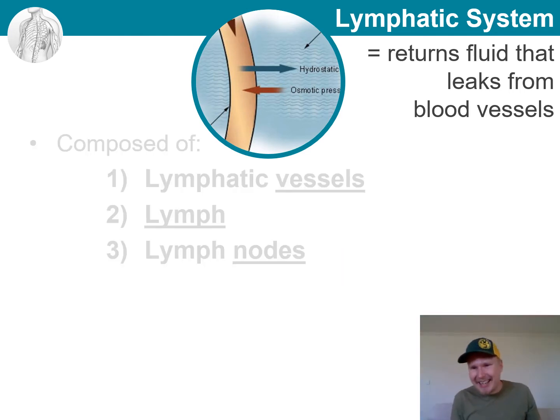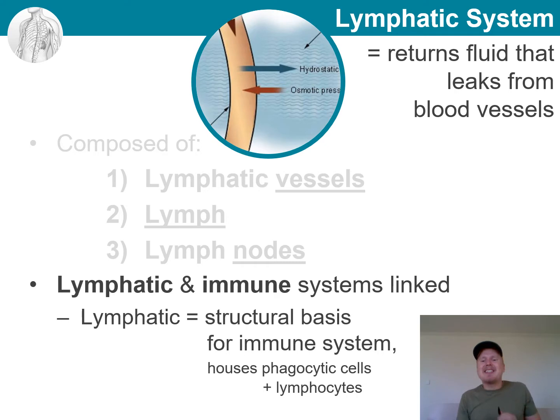Well, back to this slide. What I want to do next is to discuss why we should tackle the lymphatic and immune system together. Let's have a look at that. The lymphatic system and immune system are linked, as lymphoid organs and tissues provide the structures for the immune system to work in. The immune system's phagocytic cells and lymphocytes are housed within the lymphatic system structures.